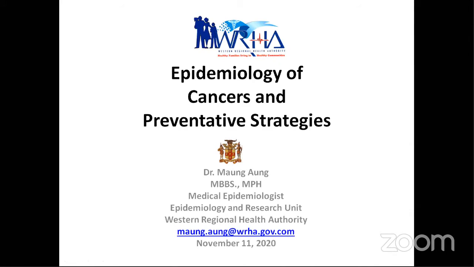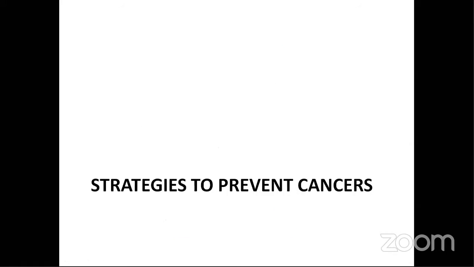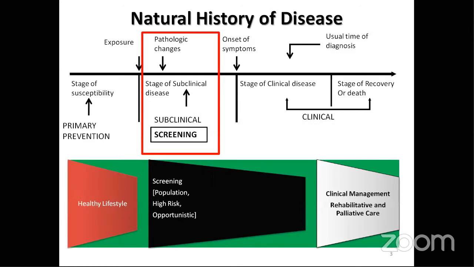So we're going to be looking at preventative strategies, the strategies to prevent cancers. We're going to be focusing on lung and stomach cancer, but we're also going to be talking about general preventative measures for cancer. Now, there are different stages in terms of the natural history of the disease. At some point, we are going to be exposed to carcinogens, and we call this the stage of susceptibility.